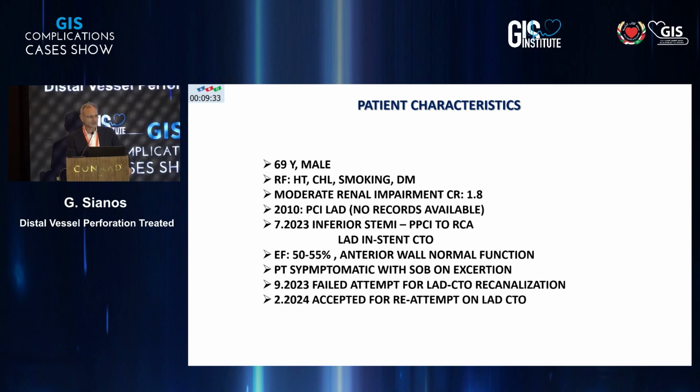It's a 69-year-old male. He has multiple risk factors, and moderate renal impairment. At quite a young age he got a PCI in the LAD, I think 14 years ago. Then he presented in another hospital with inferior STEMI. He got primary PCI of a very big dominant RCA, and in the same catheterization they found that the old stent in the LAD had occluded. The ejection fraction was 50-55% with preserved anterior wall motion.